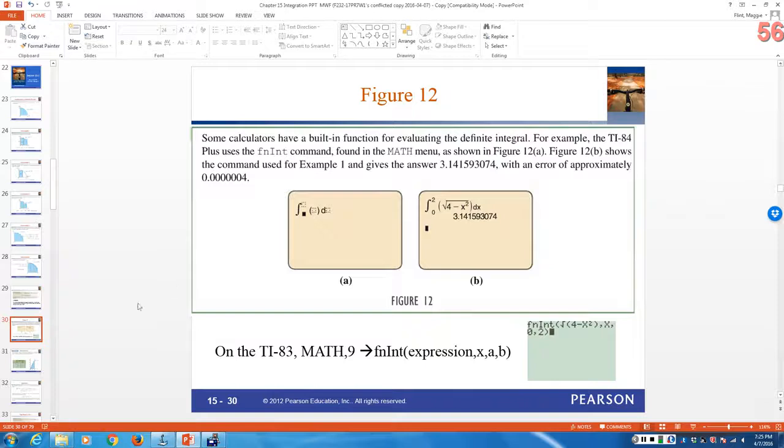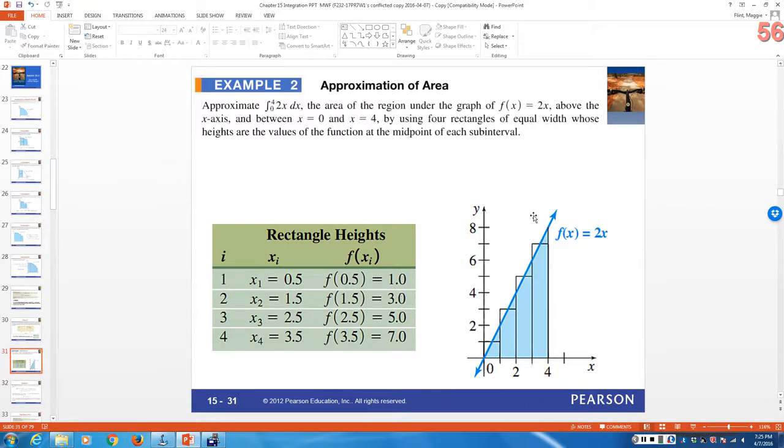Now, to understand why this works, we're going to try to approximate, oh great, now it's really bright. We're going to try to approximate the area of a straight line. This is the line f of x equals 2x. Now we could actually find the actual area there really easily. It's 1/2 the base times the height, and the base of that triangle is 4, and the height of that triangle is 8, so 1/2 times 4 times 8 would give us the exact answer.